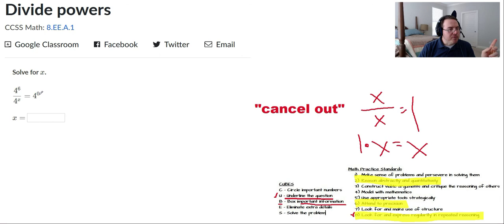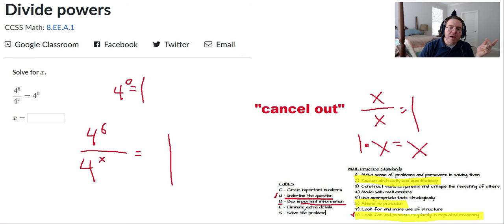Don't forget that 4 to the 0 power is equal to 1. That's important to remember. 4 to the 0 power is equal to 1. So what we're really saying is 4 to the 6 divided by 4 to the whatever is equal to 1. And then we go back to that abstract rule that anything divided by itself is equal to 1. So this would have to be the same thing. So for it to be the same, x would have to equal 6. So I'm pretty sure x would just be 6. Check and see what happens. Oh yeah. So I like that. That was a very good thinking problem.